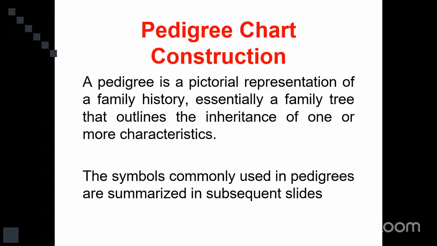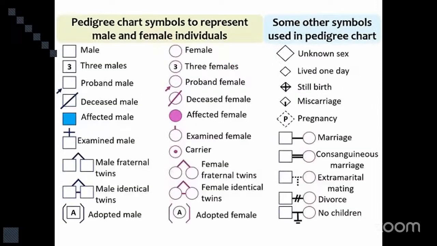Fine. The other thing we must also tell ourselves is that we need to be able to construct pedigree charts. A pedigree chart is a pictorial representation of family history, essentially a family tree that outlines the inheritance of one or more characteristics. So just like we have seen previously, the symbols commonly used in pedigree charts are summarized here. All of you should take your time to appreciate this.